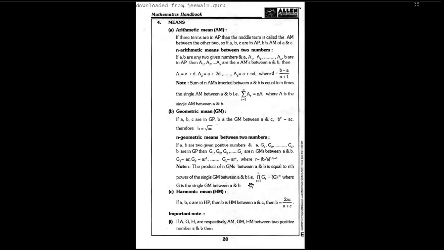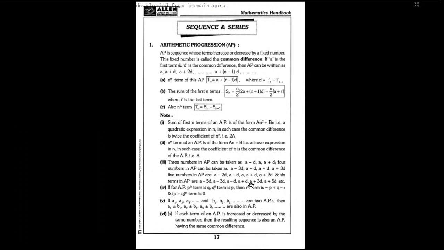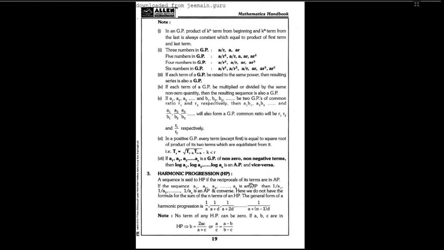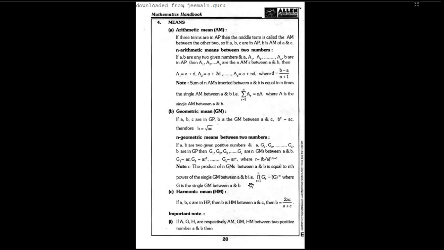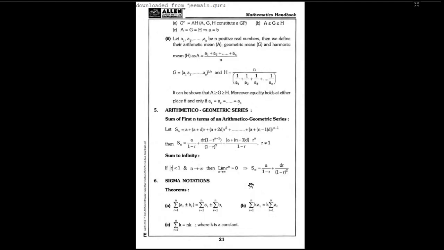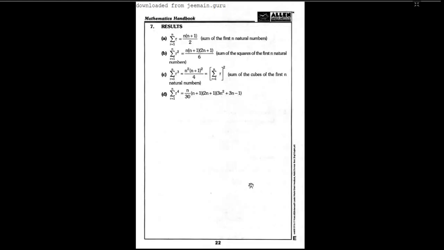So let us revise what we have completed in this sequence and series. We have completed AP, its first term, its sum of terms and some important relations. Then we have GP, geometric progression, Tn and Sn we have covered. Then HP also we have covered: AP, GP, HP. Then we have means also: AM, GM, HM. After that, some important relations. We have also covered the arithmetico-geometric series. We have sigma notations and results. Finally, we will meet in the next video.